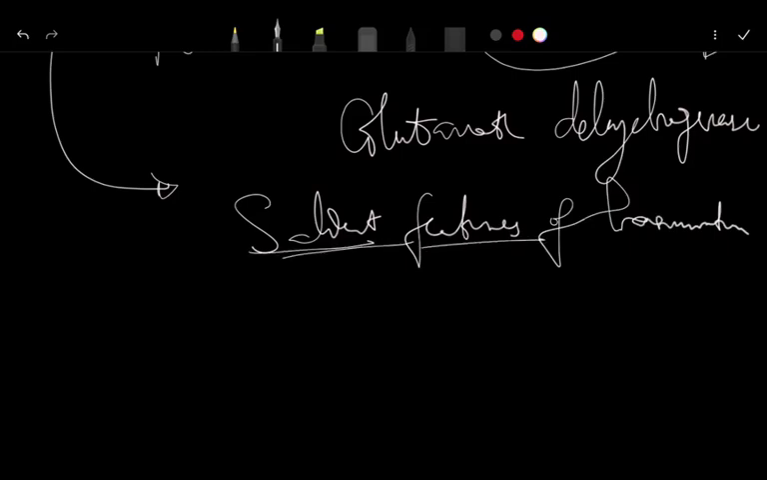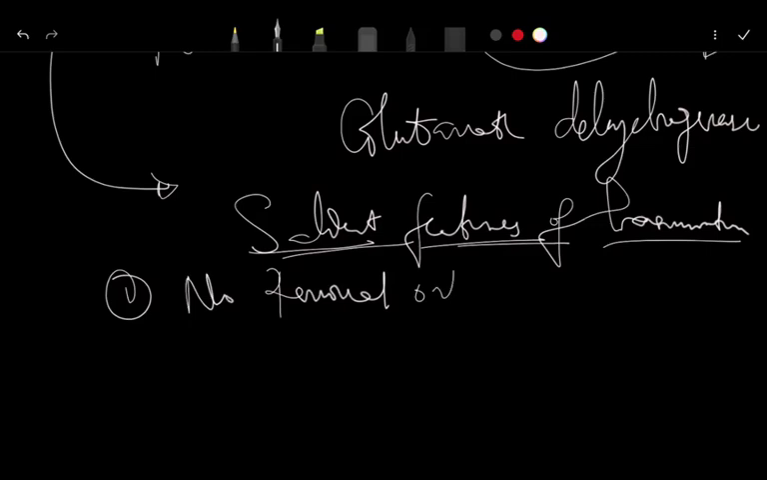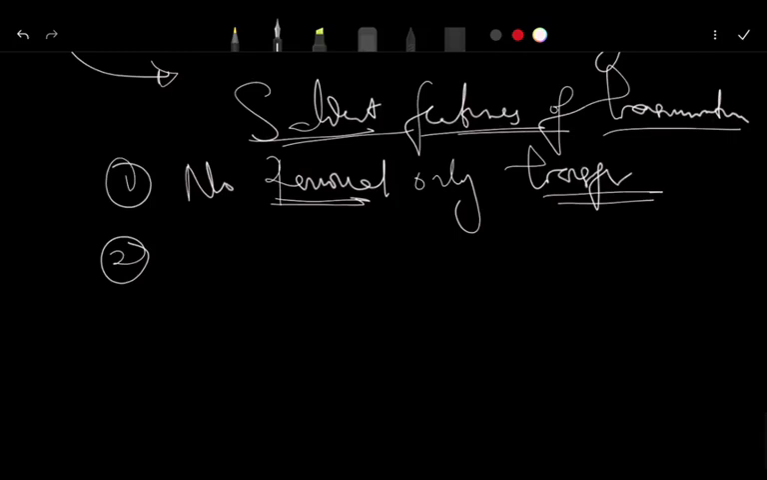What are those salient features? Number one, in transamination reaction, there is no removal of the amine group. No removal, only transfer. The only reaction that will remove the amino group is deamination reaction. So in transamination reaction, no removal of the amino group, only transfer.